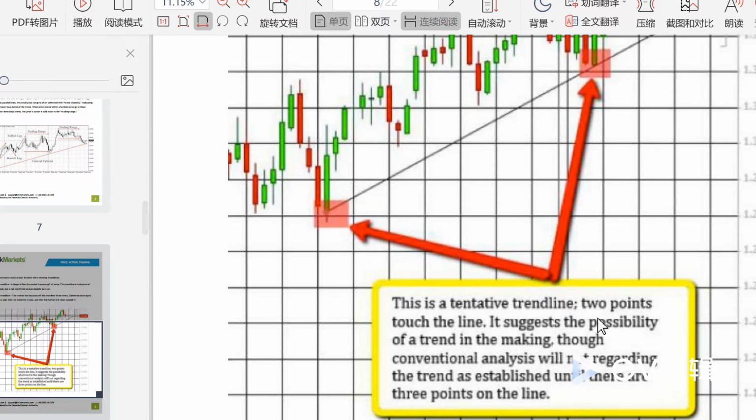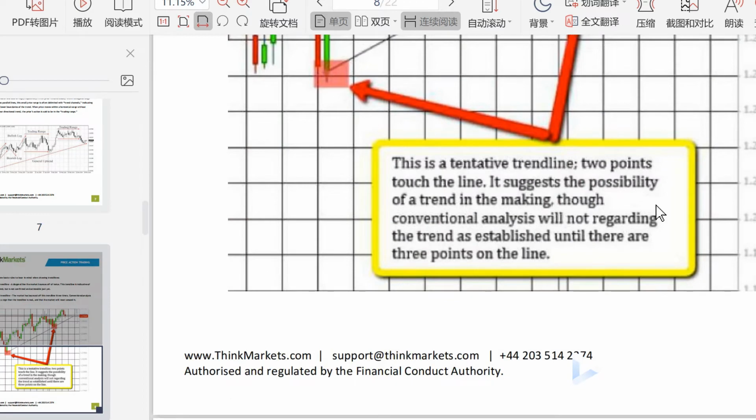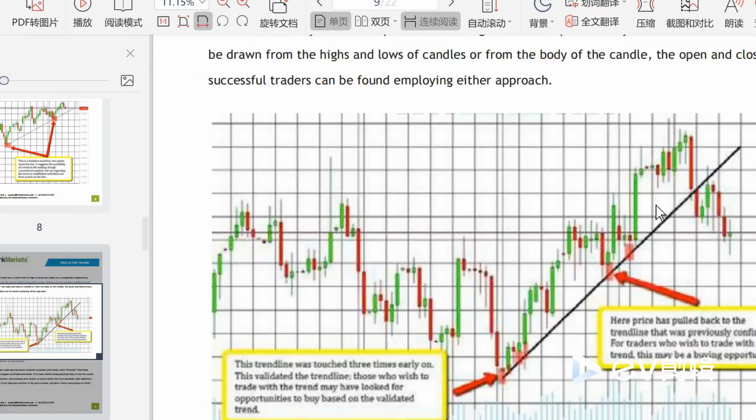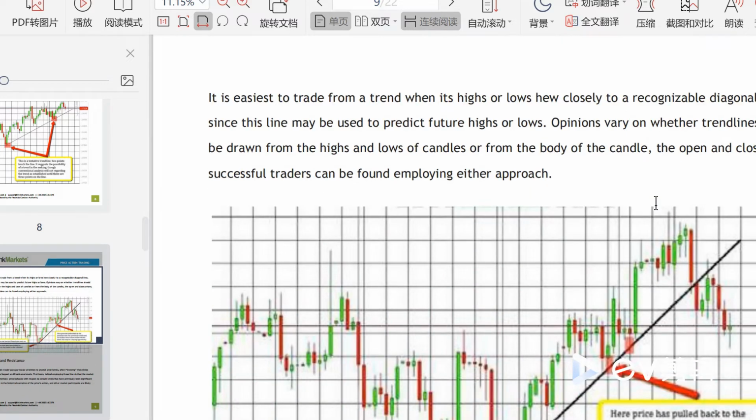So this is a tentative trend line, two points touching a line. That means the market may go up, but it also has a probability of going down. But if the points have been hit like three times, you can be almost certain the momentum is quite strong, which is a certainty rather than a possibility. So it's very easy to trade high or low closely to a recognizable line.